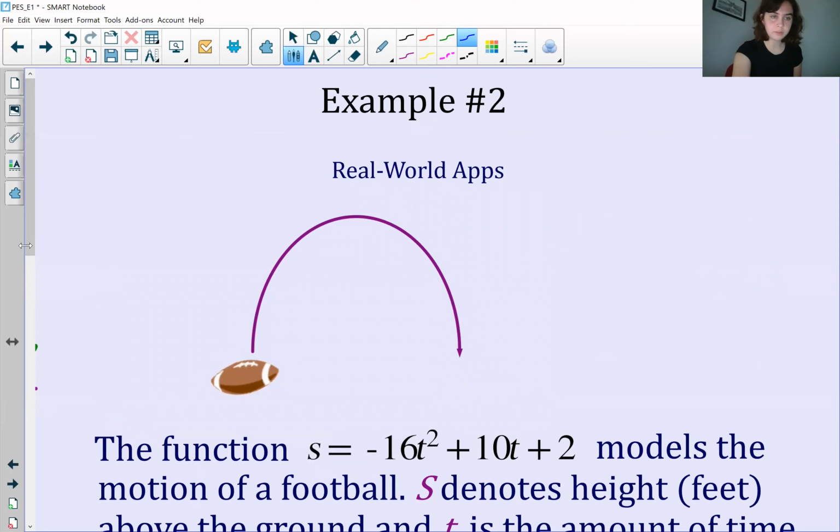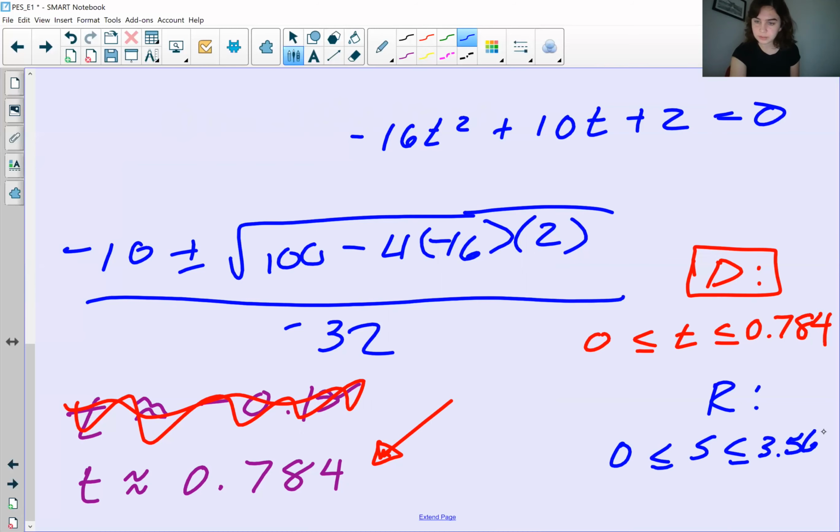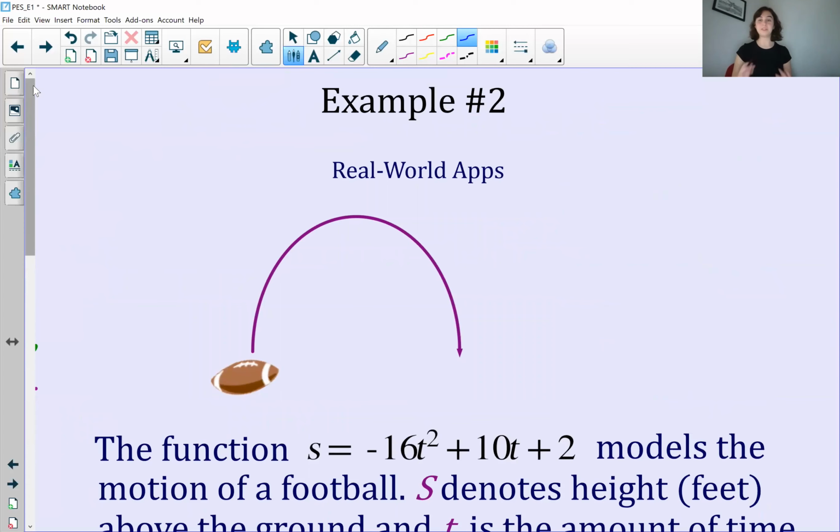So using the graph, range is going to be, I guess I'll write it in the same notation. S is going to be from 0 to 3.563 feet. And that is how we would do that problem. And that's exactly why domain and range matter. You can see that once we took this polynomial, we put it into context, we had a lot more restrictions than when we were just looking at it by itself.